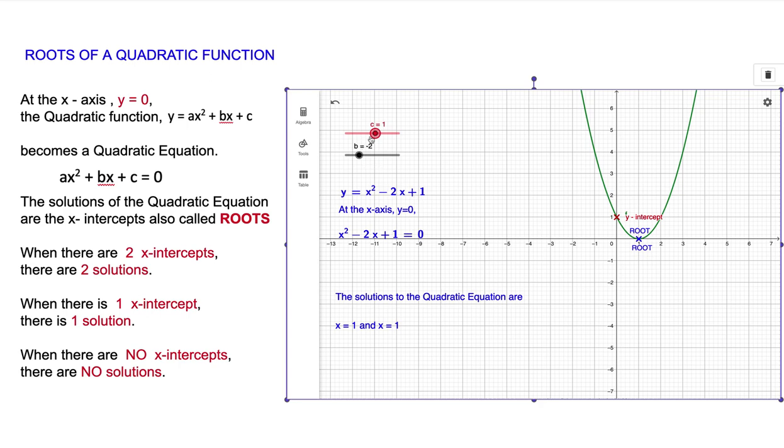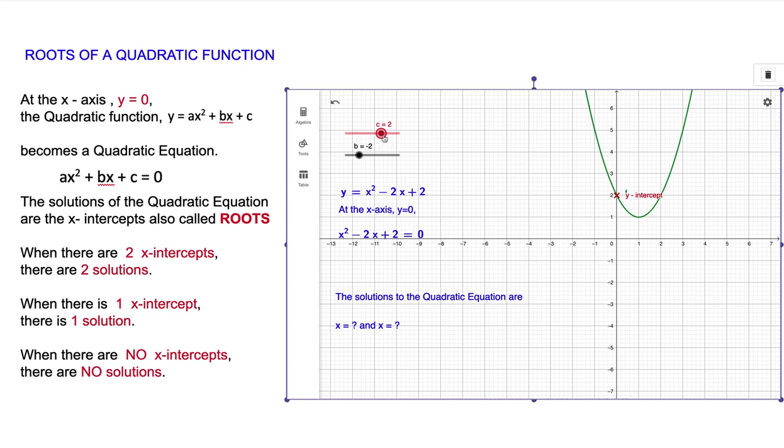When the curve doesn't cut the x-axis, then there is no solution to the quadratic equation, so therefore there are no solutions. So when there are two intercepts, we have two solutions. One intercept, one solution. This is when we have a perfect square. And when there are no x-intercepts, then there will be no solutions.